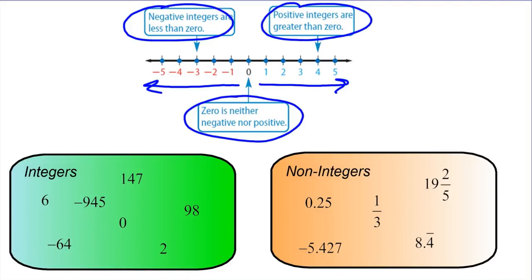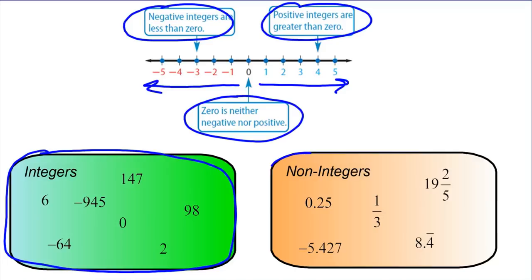And in these boxes, I've got examples of integers, and then I've got examples of non-integers. So integers all in this box, these are all whole numbers and negative whole numbers. So we've got 0, 6, -945, 147, 2, -64, 98, and so on. All of these are integers.